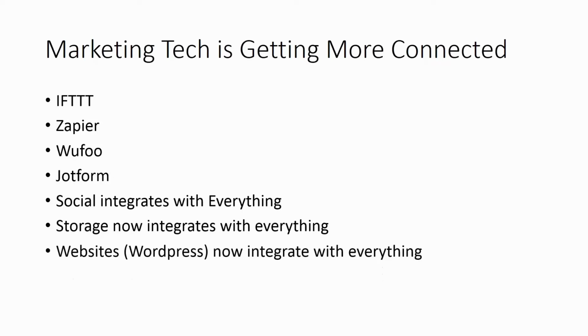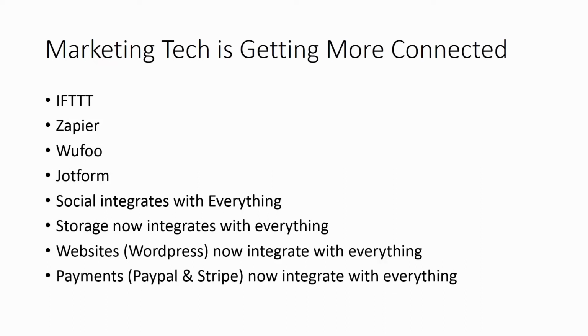You can now use your WordPress website in particular. You can integrate with just about everything that we have talked about. So you can integrate everything. And now you can even integrate your payments: PayPal and Stripe and anything else you use. Some of you probably even use something called Bitcoin. You can do just about anything that you want and integrate and connect these things.